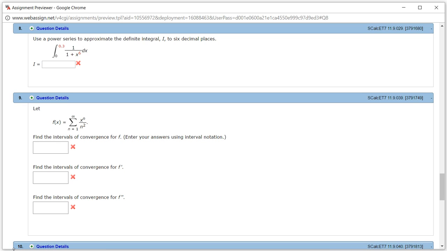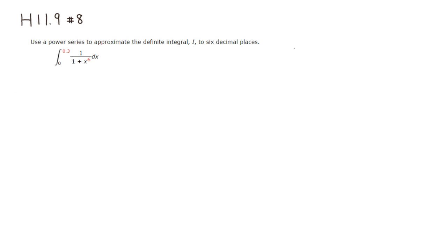Alright, let's look at homework 11.9, problem number 8. What we want to do is approximate this definite integral using power series. So let's do that. First, we're going to try to rewrite this a little bit.